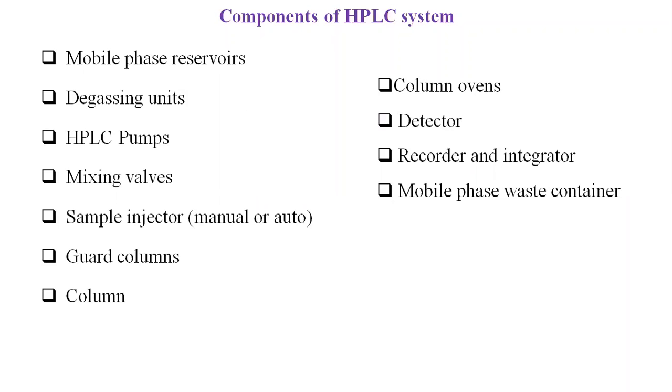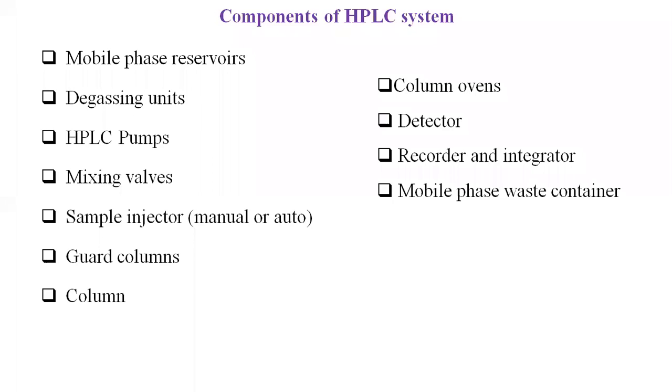We have two columns: one is the guard column and the other is the analytical column. The separation occurs in the analytical column. To maintain the proper temperature around the column, we use column ovens.